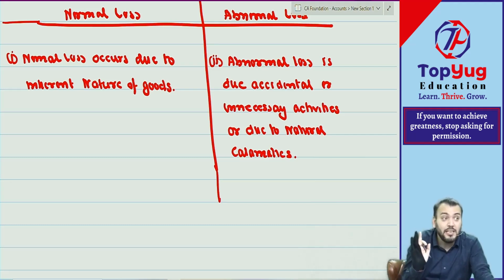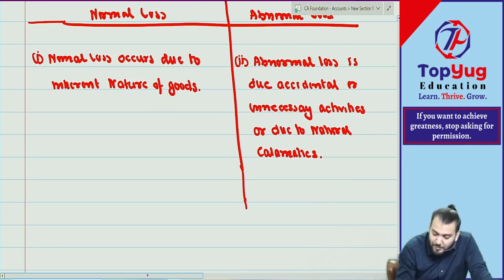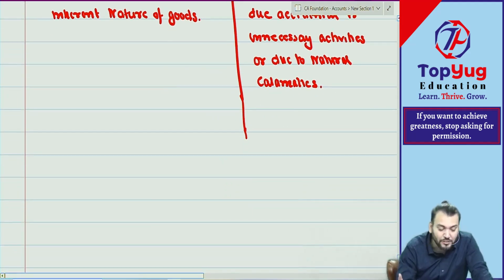There can be heavy rain, it can be flood also. So you should take measures for that. And if you are not taking any precaution, that is your mistake. So it is avoidable. The loss is avoidable. Correct. So if any loss is due to natural calamities, that is also abnormal loss. That is not normal loss.